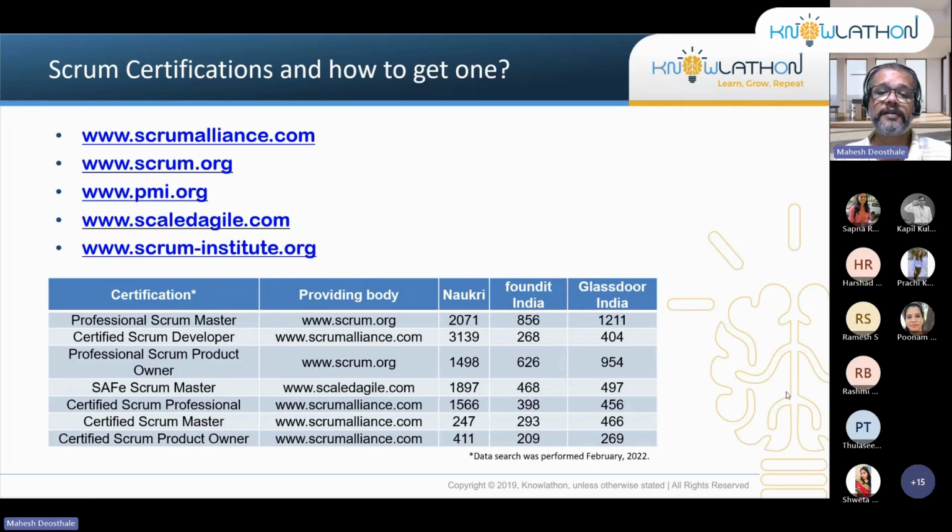This is data which was searched in the year 2021-2022 from 3 different job portals, and these certifications were the most sought after by employers. So the way we read this is that 2071 job postings from different employers were seeking the professional Scrum Master certification for the candidates they were looking for. So these are the certifications, and these are the very popular certification providing bodies.